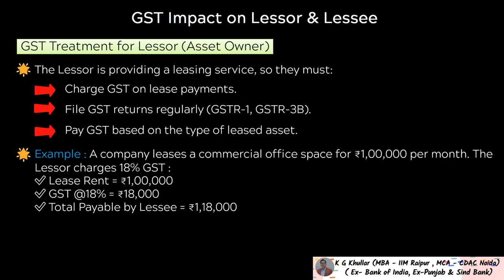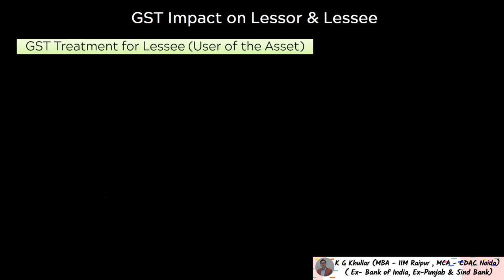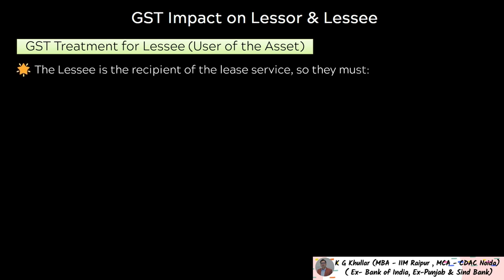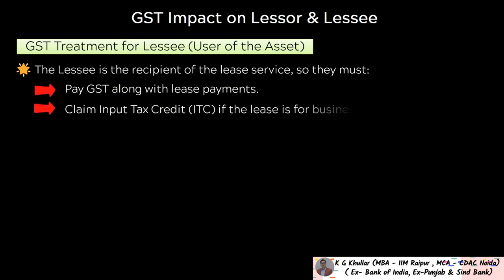Next, let's see the GST treatment for the lessee, that is user of the asset. Friends, as you know, the lessee is the recipient of the lease service. So they must first pay GST along with their lease payments. Second, claim input tax credit, that is ITC, if the lease is for business purposes. And lastly, maintain proper GST documentation and invoices.